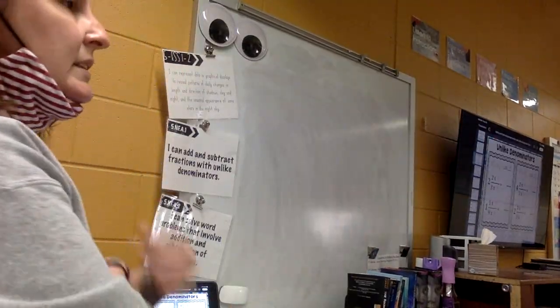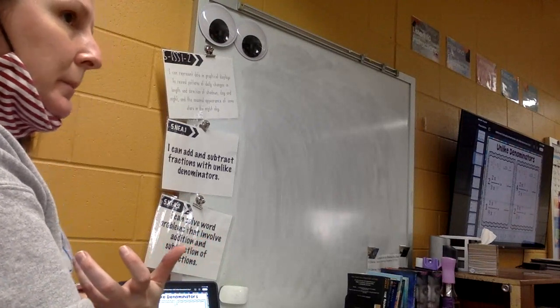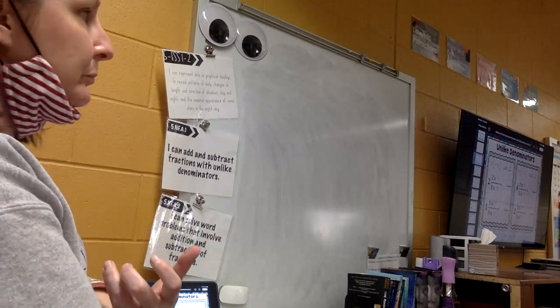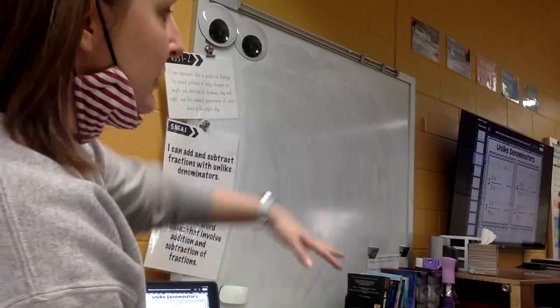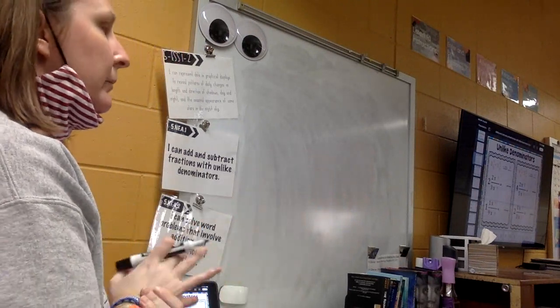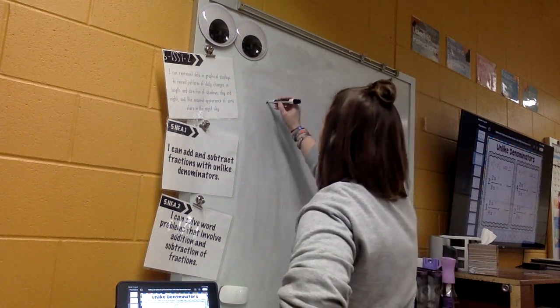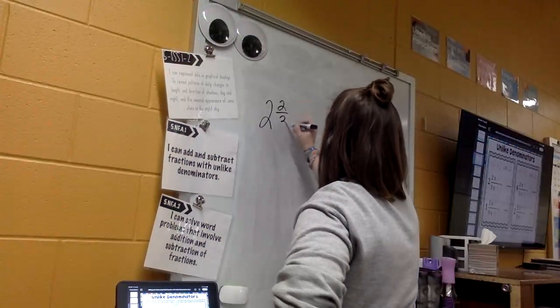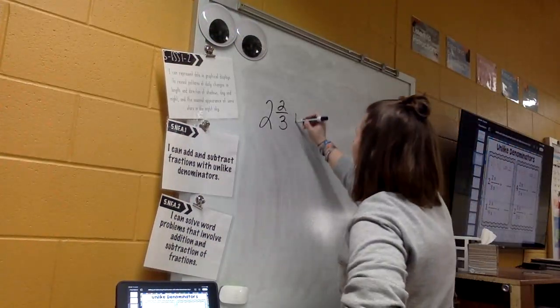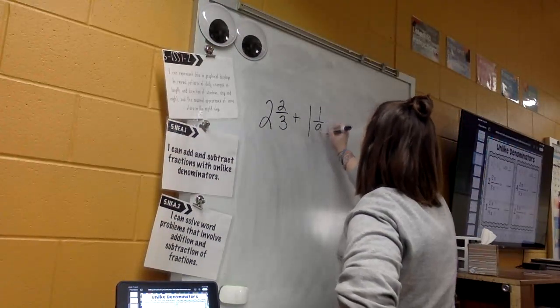So we still have to find common denominators. Now, this one is mostly drag and drop. So, okay. Now on this one we have 2 2/3 plus 1 1/9.